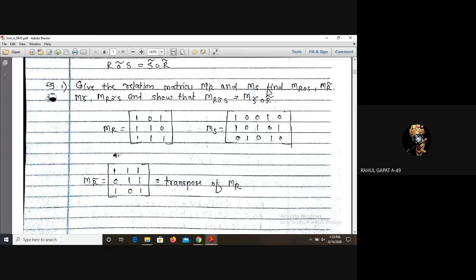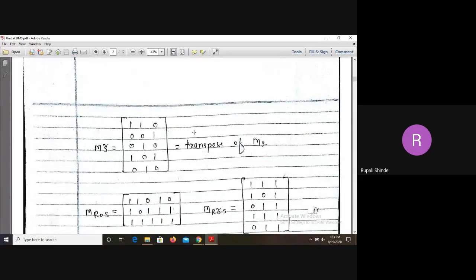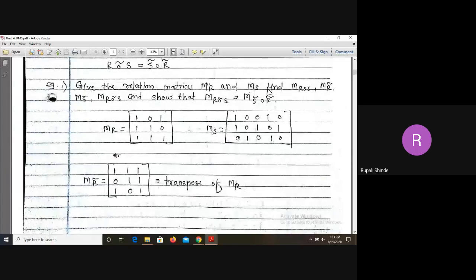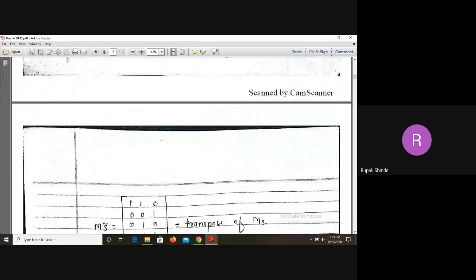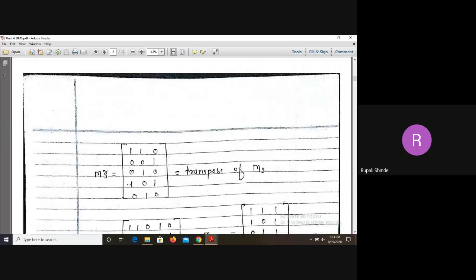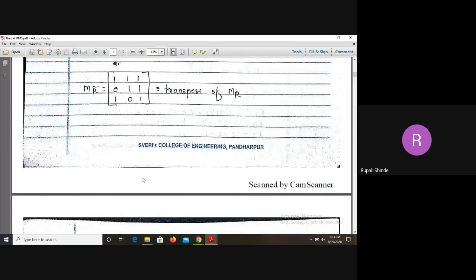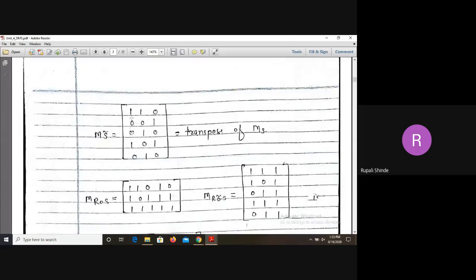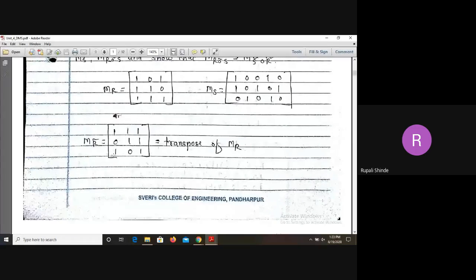By matrix multiplication. Yes, by matrix multiplication. So first of all we must know the matrix of S converse, which we get by interchanging rows and columns of the matrix of S that we obtained here. Again, the matrix for R converse, M of R converse, is also with us. Now you just have to perform matrix multiplication between these two matrices, M of S converse and M of R converse.